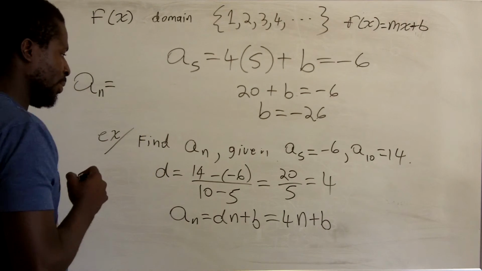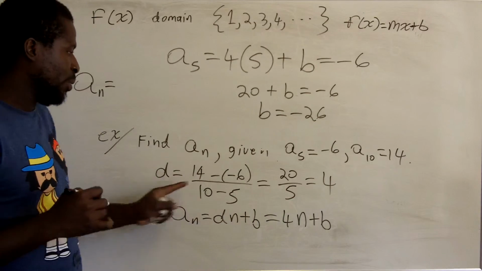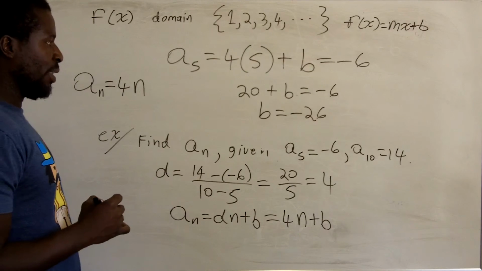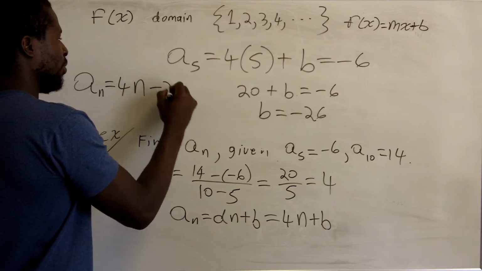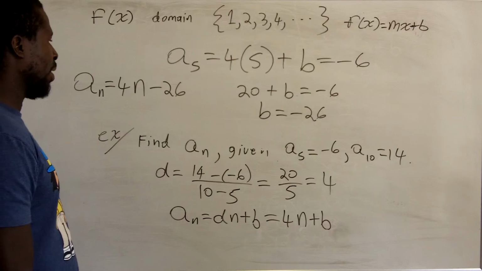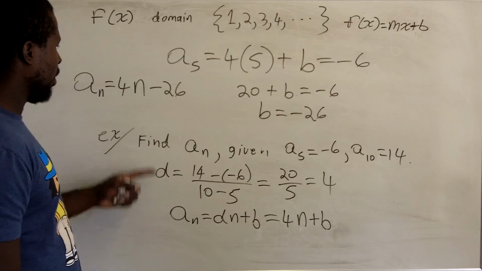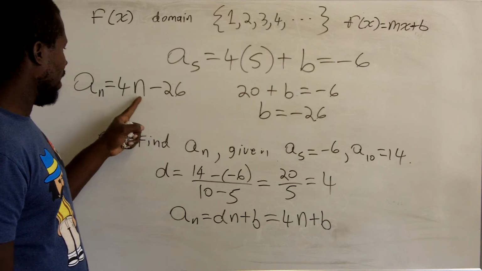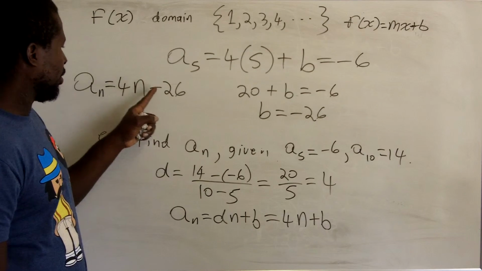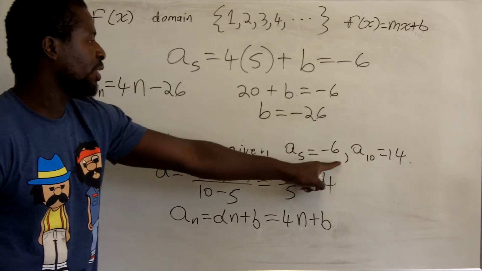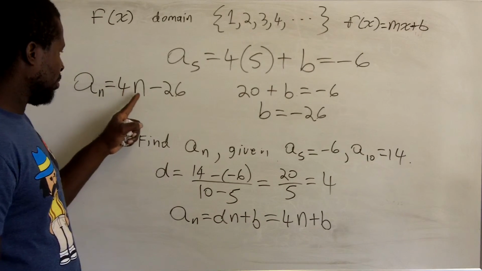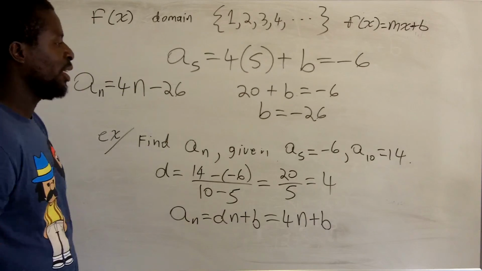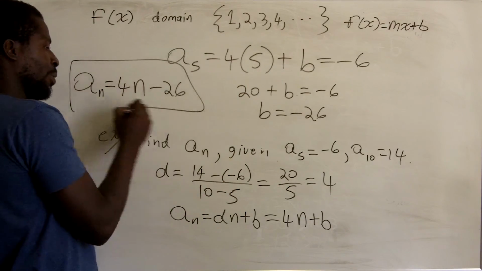All right, so now I can find an. an is then equal to, well, let's see. I found out that d was equal to 4, 4 times n. And then I found out that b is negative 26. And then you can try it out. You can see if you plug 5 in, 5 times 4 is 20. And then you subtract 26, you get negative 6. If you plug 10 in, this is 4 times 10, which is 40. 40 minus 26 is 14, so it fits exactly. This is the nth term.